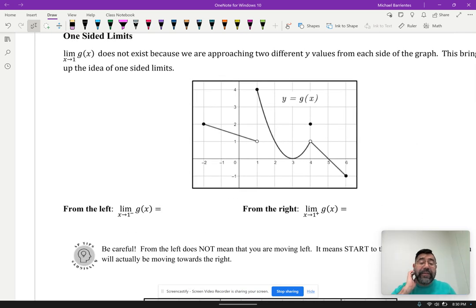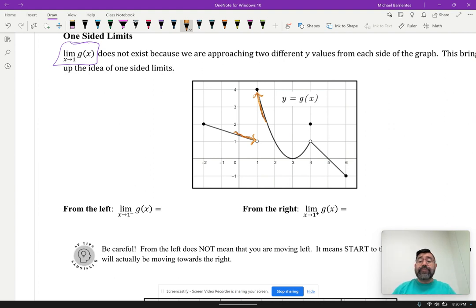We know that the limit of g of x as x approaches 1, we know this limit does not exist. Because if I come from the left side, I'm headed towards 1. If I come from the right side, I'm headed towards 4. It's not the same destination. Therefore, the limit of g of x as x approaches 1 doesn't exist.